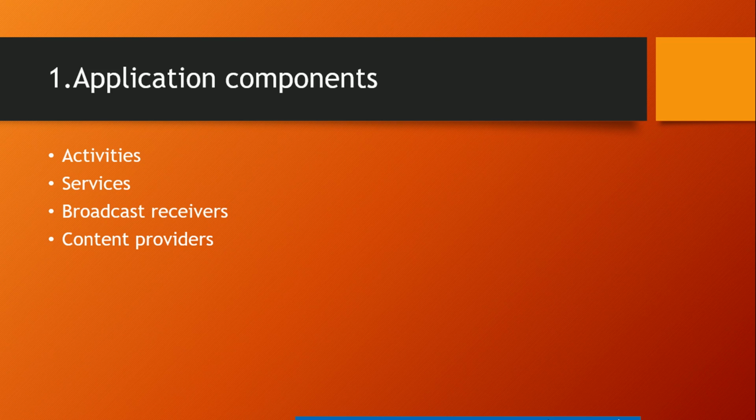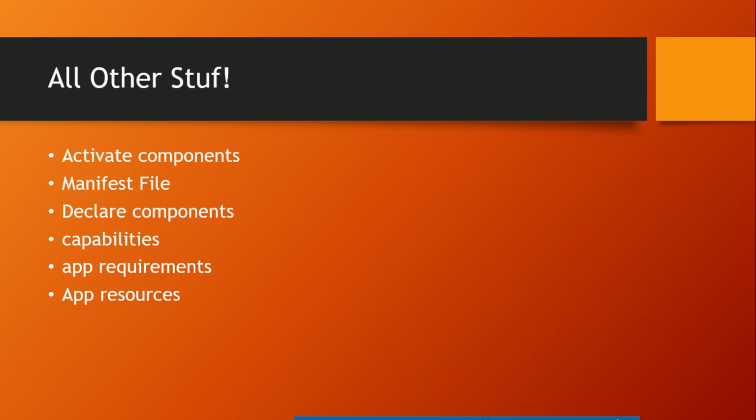Now these are the four application components which are used in any of the applications. So we have gone through all the components of the app. Now, how to activate these components which we have just discussed before: the activities, the services, the broadcast receivers, and content providers. How are they going to be activated in our application when we need them?